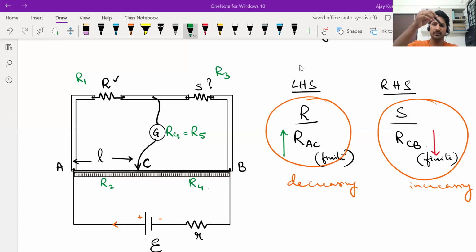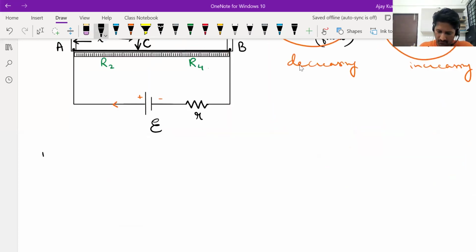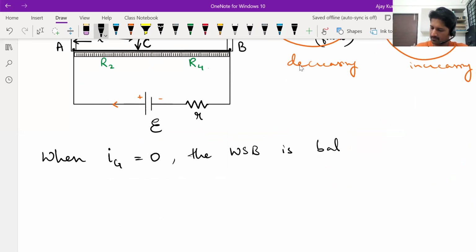Fine. So as you keep shifting the jockey away from point A towards point B, at some point in between, I'm not saying exactly the midpoint, but at some point between A and B, you will see the galvanometer showing 0 current. When the galvanometer is showing 0 current, it means there is no current through the fifth resistor. Okay. So you can say that when current in the galvanometer Ig becomes 0, the Wheatstone bridge is balanced. And what does that mean? It means the ratio of resistors on the left-hand side has become equal to the ratio of resistors on the right-hand side.